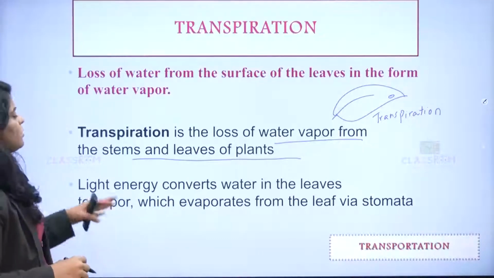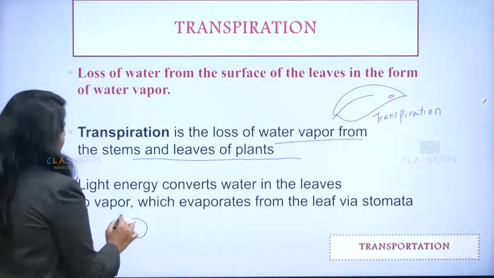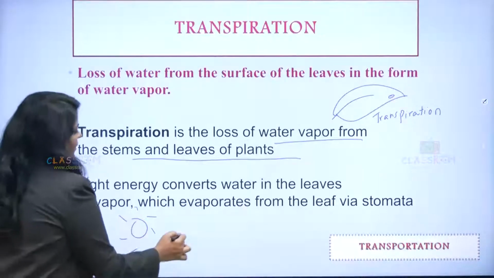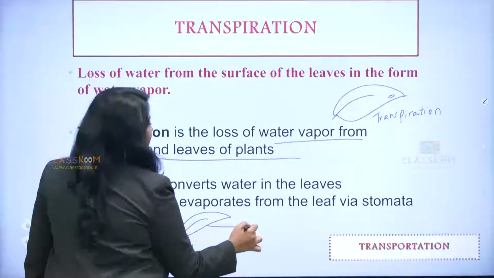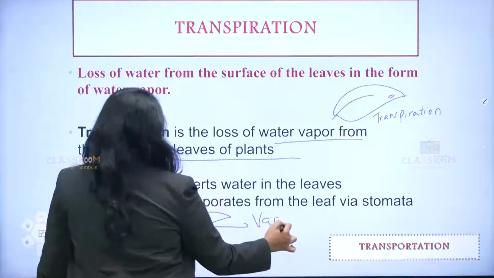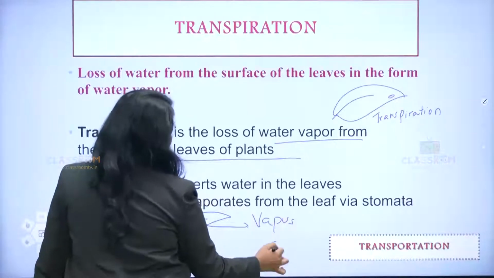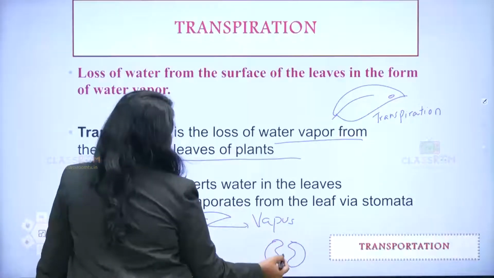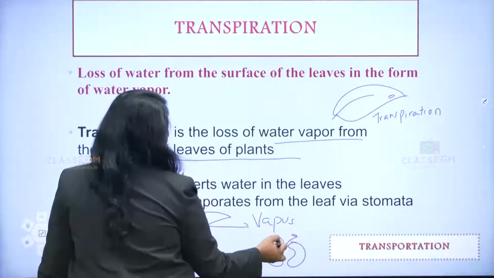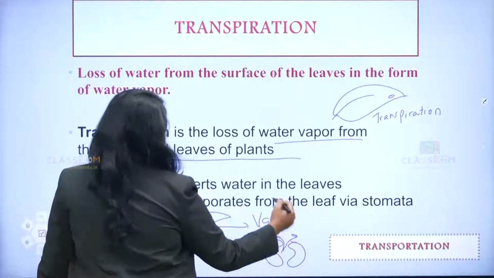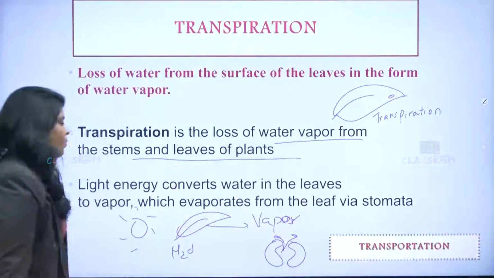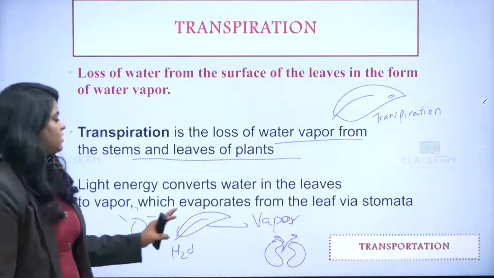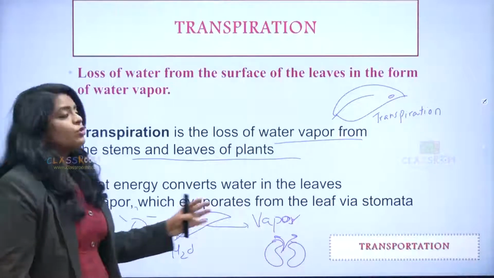Light energy converts water in the leaves. So this is the light energy. It is converting the water in the leaves into vapor, which evaporates from the leaf through bean-shaped structures like stomata. So these pores open and the water is going to evaporate. Okay, so light energy converts the water in the leaf into vapor.